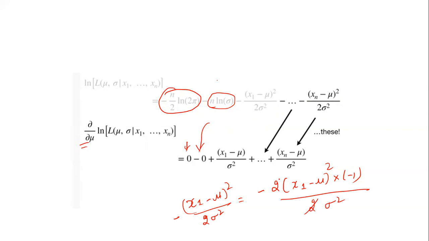Now this 2 and 2 will get cancelled. This minus into minus becomes plus. So it is 2 into x1 minus mu into minus 1, so it is x1 minus mu divided by sigma square. That is what we get for the first term. Similarly, for the second term it will be x2 minus mu by sigma square, and so on and so forth, plus xn minus mu by sigma square. This is the derivative we get with respect to mu, keeping sigma as constant.